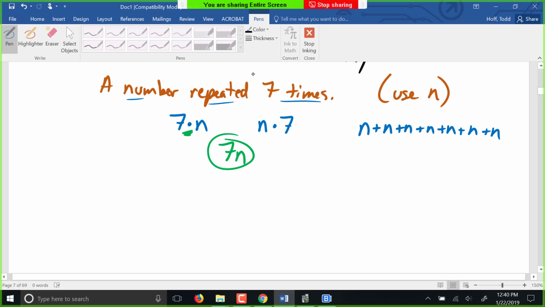So what are some other phrases that would be represented by the symbols 7n? What can you think of? I'll give you the easy one, very similar to the one I gave you up there: 7 times a number. Any others you can come up with?